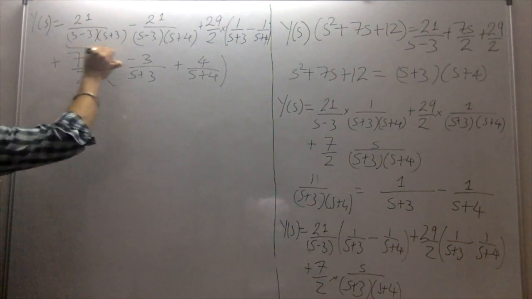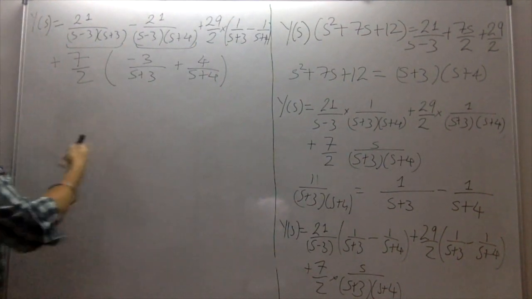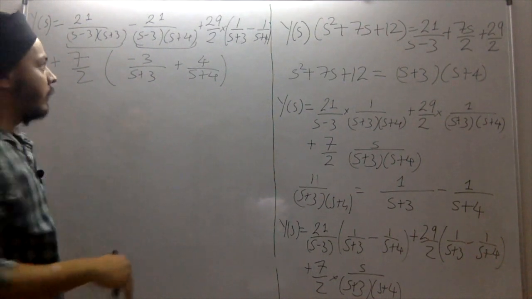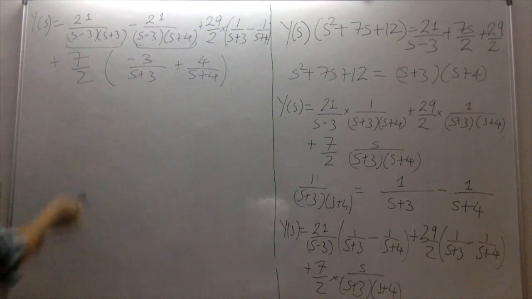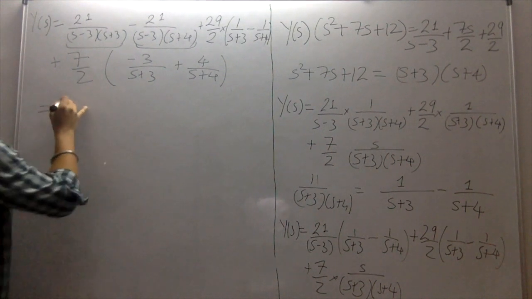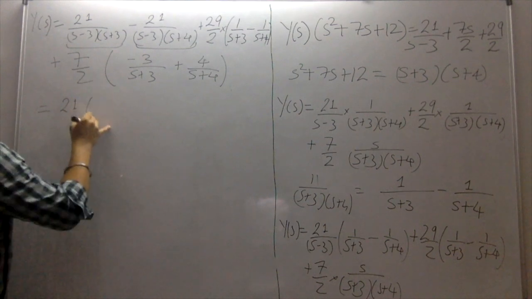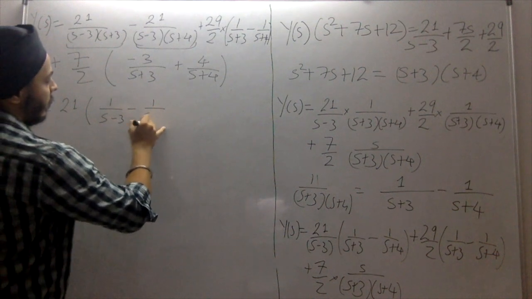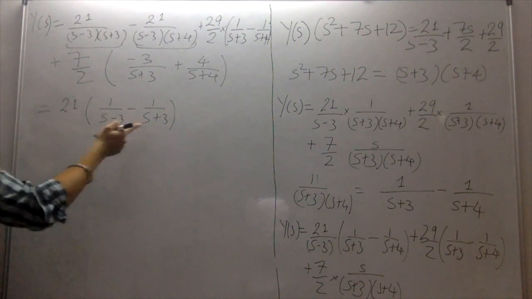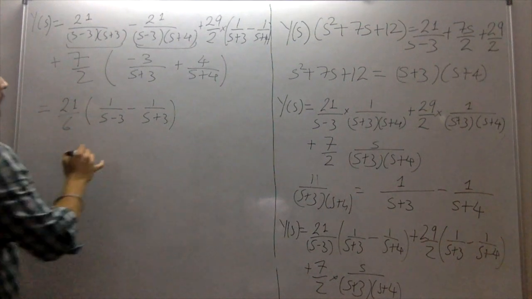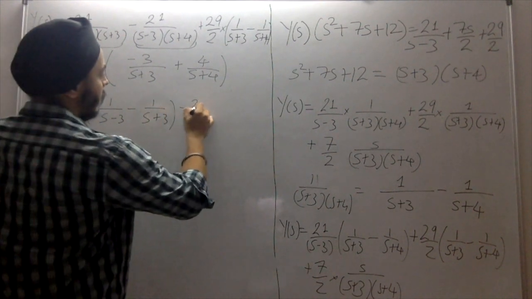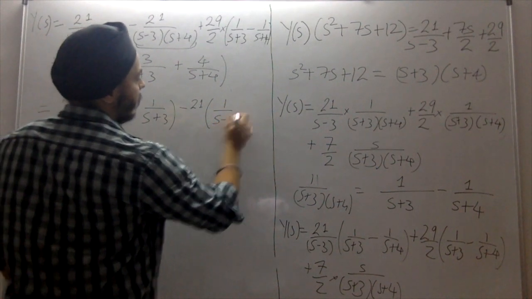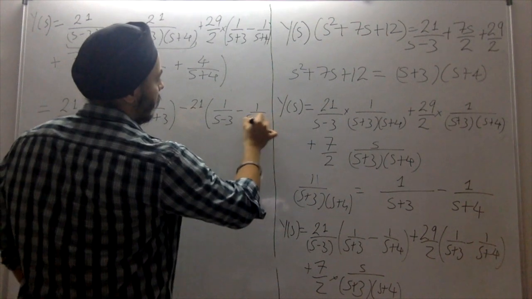Now we just need to split these terms, and then all our equations will be of the form 1 by s plus 3, 1 by s plus 4 and 1 by s minus 3, and we know the Laplace inverse of those terms. So let us split them. This will become 21 times (1 over s minus 3 minus 1 by s plus 3). 6 will be in the numerator, hence we will divide by 6, minus 21 times (1 over s minus 3 minus 1 over s plus 4).